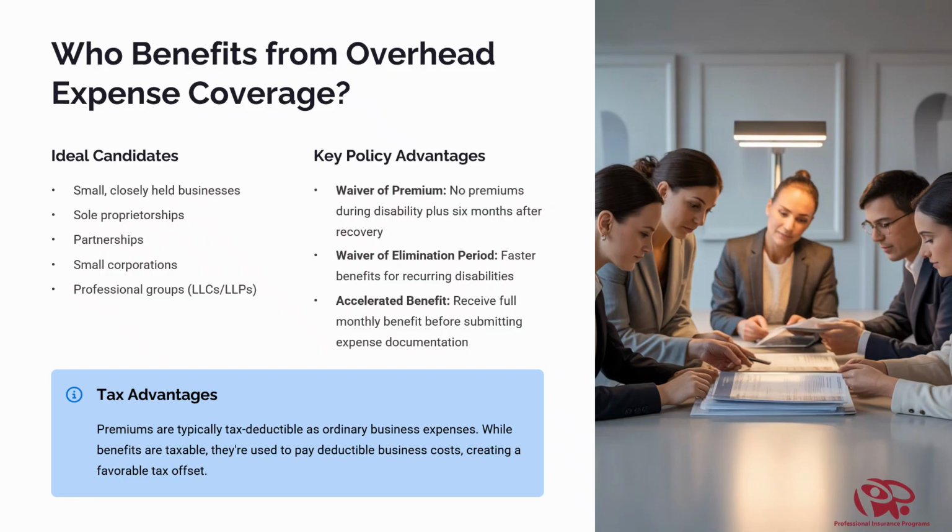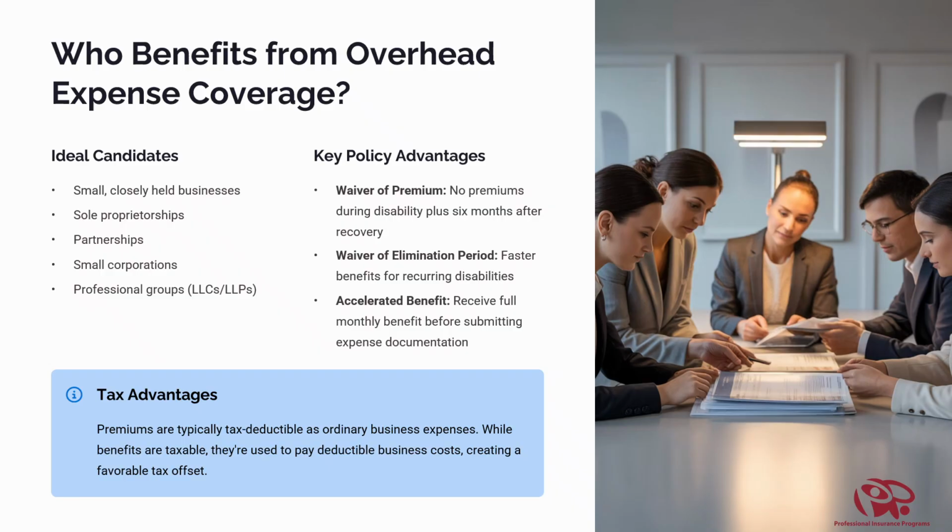The policy also comes with several key advantages. The waiver of premium feature means you don't have to pay premiums while you're disabled, and they'll even be waived for 6 months after you recover. With the waiver of elimination period, if you experience a recurring disability, the waiting period before benefits begin may be waived. The accelerated benefit option allows you to receive your full monthly benefit upfront before submitting documentation of your overhead expenses, giving you faster access to funds when you need them most. There's also a tax advantage. While the benefits you receive are taxable, the premiums you pay are usually tax-deductible as ordinary business expenses. And because the benefits are used to pay deductible costs, the tax impact is often minimized.